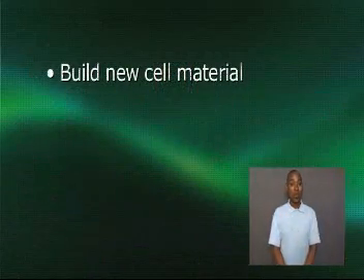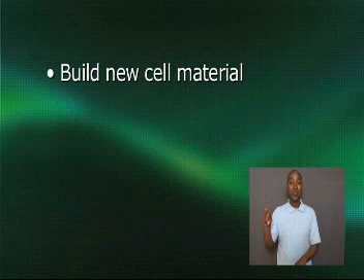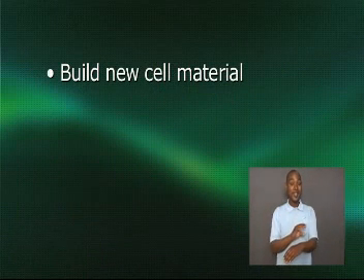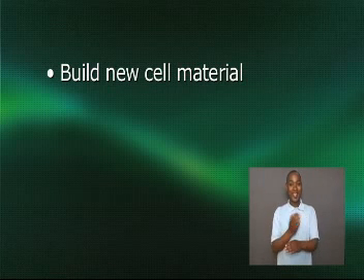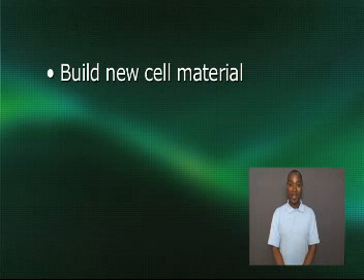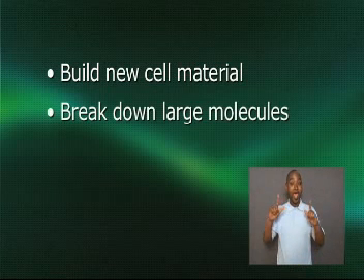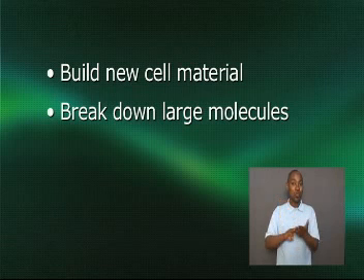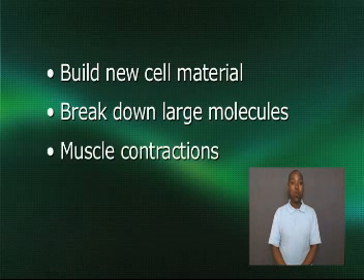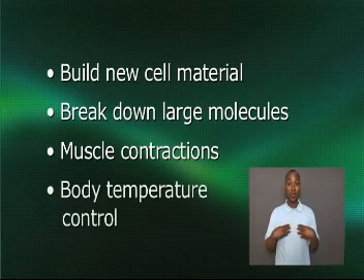You could have said that ATP is used when the cell builds up new cell material, or perhaps when the cell breaks down large molecules into smaller molecules. You could have also said that ATP is used for muscle contractions or to control body temperature. Please have teacher review your answers at the end of this lesson.